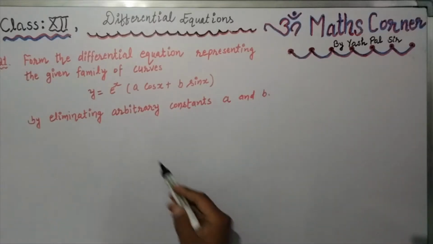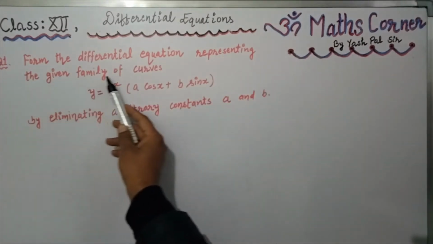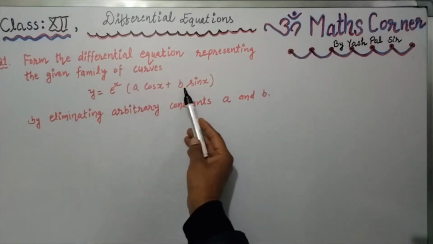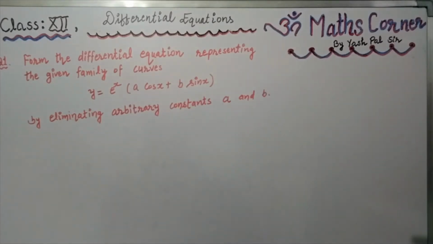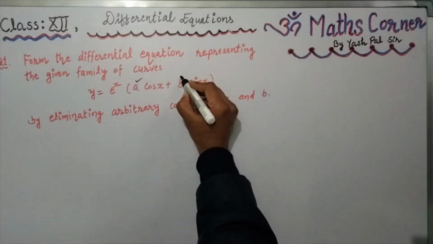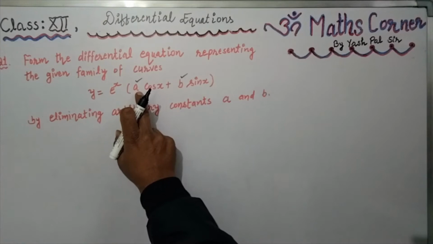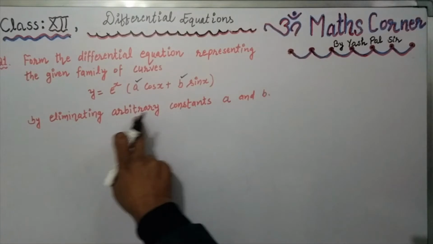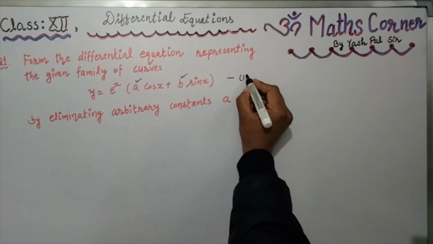The very first question is, form the differential equation representing the given family of curves y is equal to e raised to power x into (a cos x plus b sin x) by eliminating arbitrary constants a and b. So this is a and this is b. We have to differentiate this given equation as many times as the number of arbitrary constants given. Two times we are going to differentiate this. So suppose this is equation number 1, right?